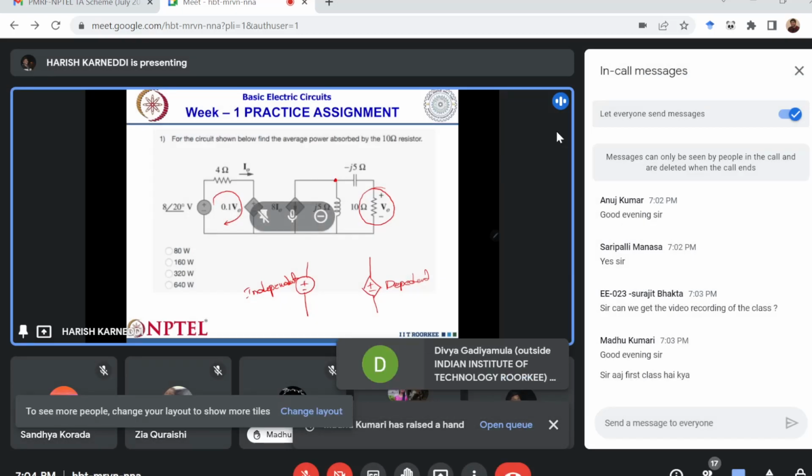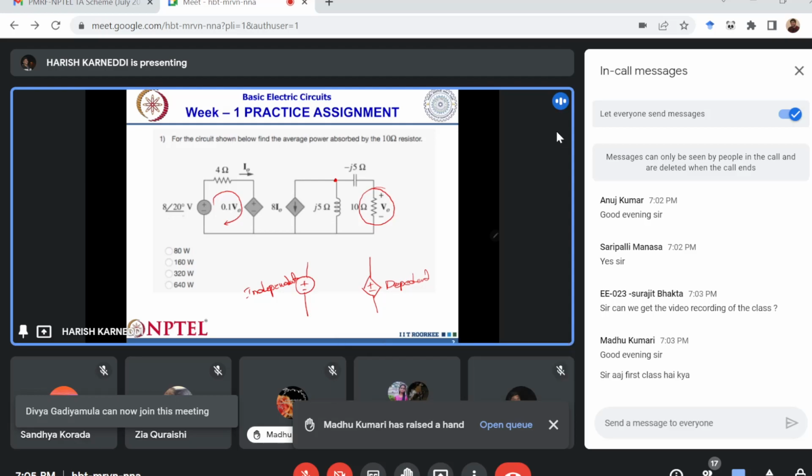So I'm going with the loop equations. First, apply the KVL in this first loop. For applying KVL, the voltage applied to the first loop is equal to the voltages across this 4 ohm resistor and across this dependent source, right? The KVL equation is 8 at an angle of 20 degrees equal to the voltage across this 4 ohm resistor. The current flowing through this 4 ohm resistor is I naught amperes.